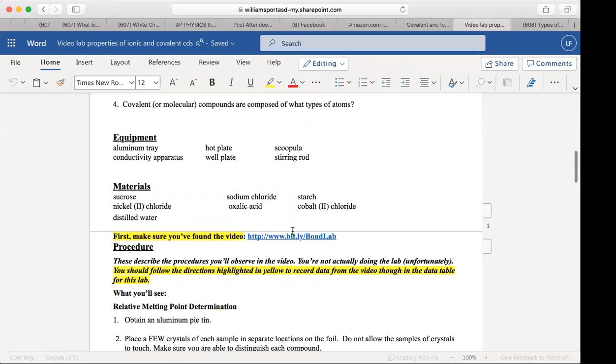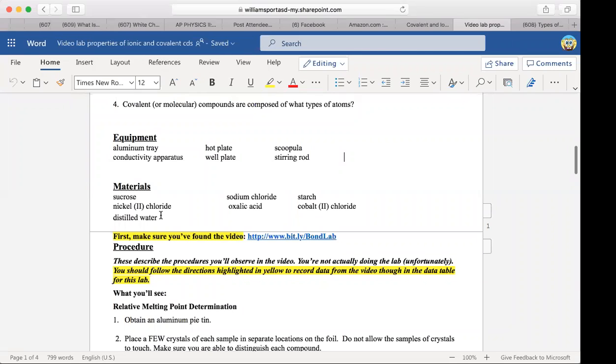These materials, these chemicals, some of them you know how to name and write formulas for, like nickel 2 chloride and cobalt 2 chloride. You know about those, and sodium chloride. The sucrose, oxalic acid, and starch. You've probably heard of starch. Sucrose is the common name for table sugar, regular plain old table sugar. But oxalic acid you've probably never heard of, and that's okay.